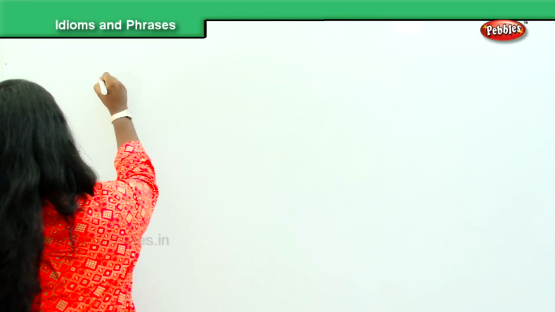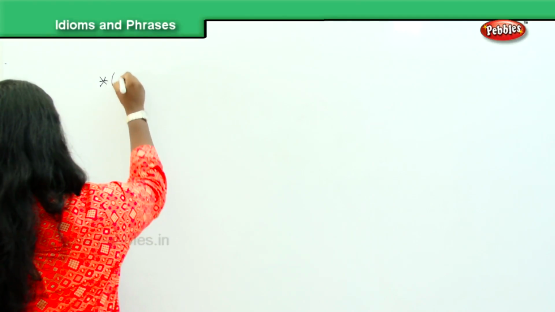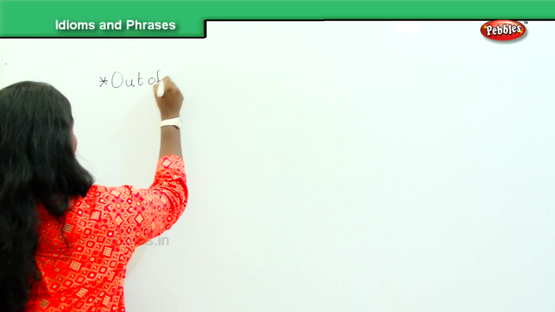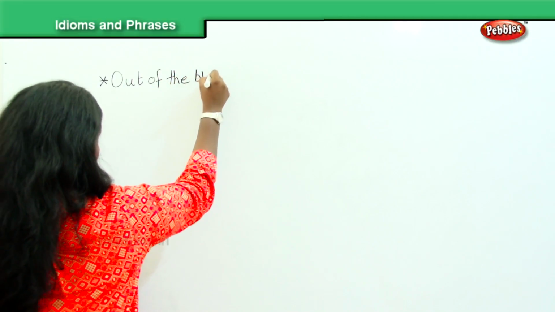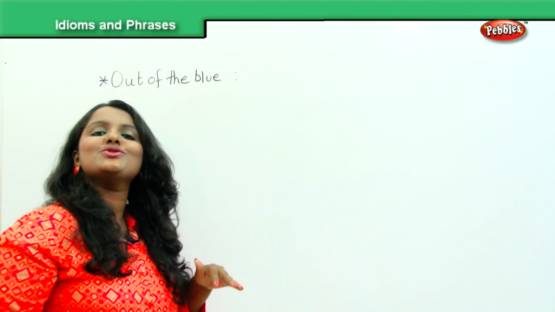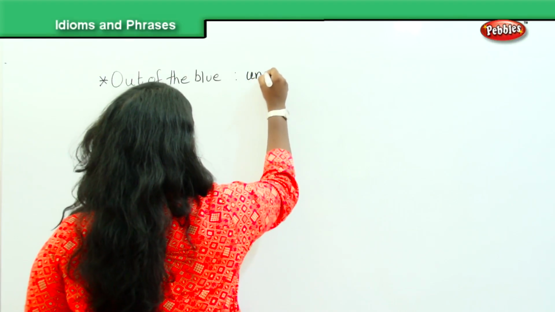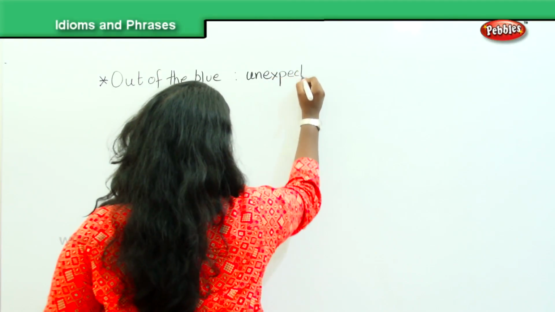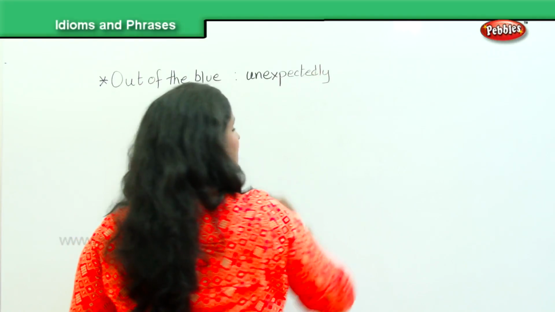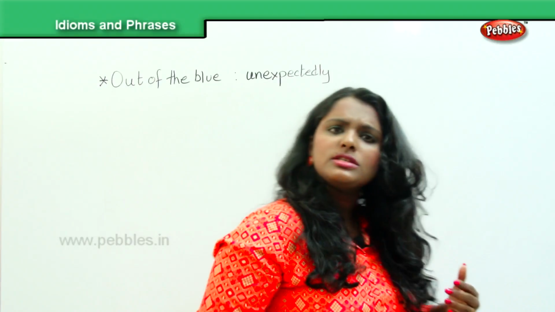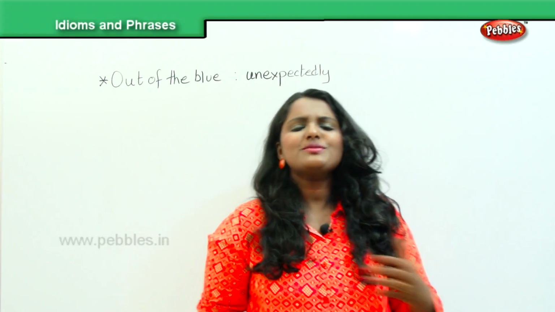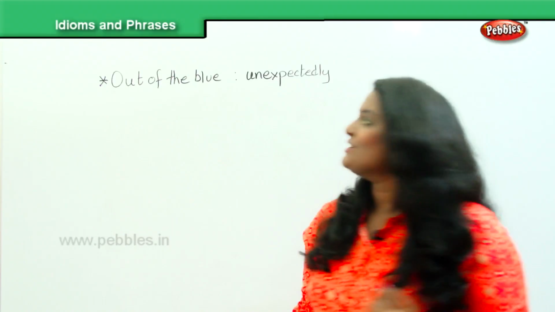We were dealing with the idioms and phrases, and we had already seen a few idioms which are being used in our daily life, right? Some more idioms, right? Out of the blue. Now this idiom doesn't have anything to do with the color blue, right? Out of the blue means unexpectedly. For example, I can say, you know what? John called me out of the blue, which means unexpectedly. I never expected his call. So John called me out of the blue.